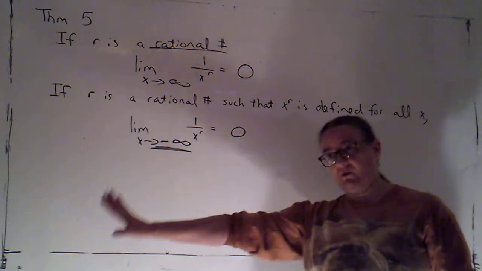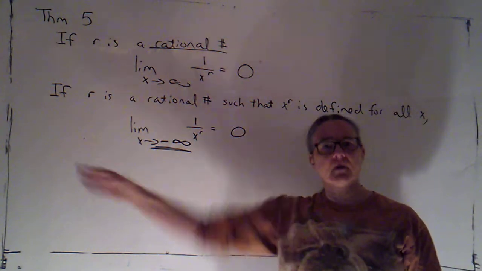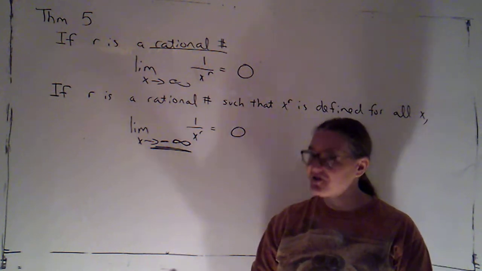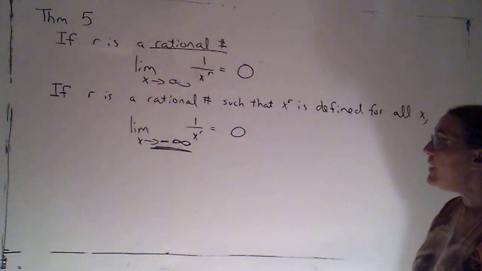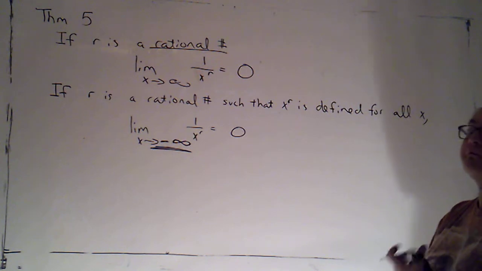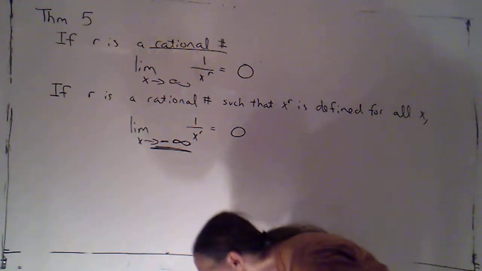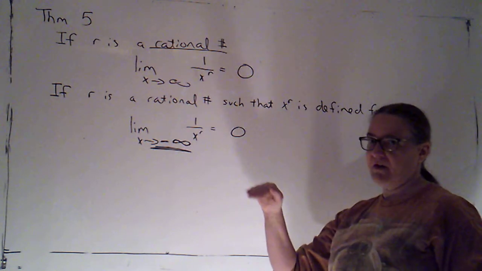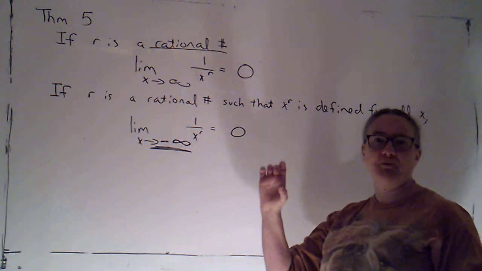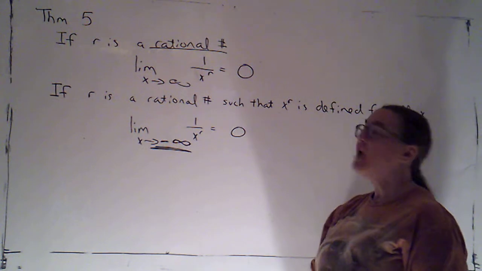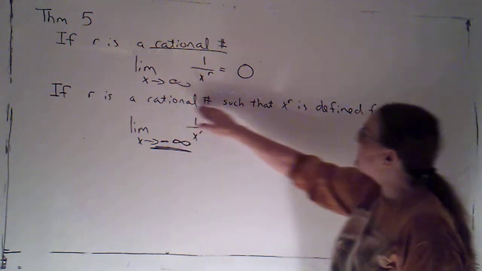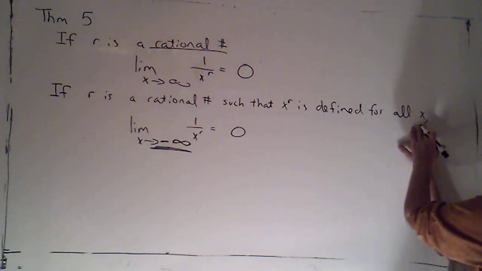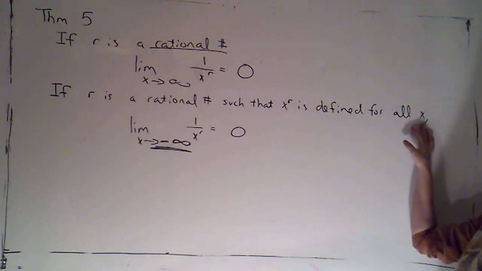Now, we could switch to working in the complex numbers, but then you're in an upper division class. If we're doing calculus this semester, we are just working in the real numbers. We can't take fractional powers of negative numbers if the fraction has an even denominator, because that would mean we'd be taking an even root of a negative number. So, they say if r is a rational number so that x to the r is defined for all values of x. The ones we're concerned about here are the negative ones.